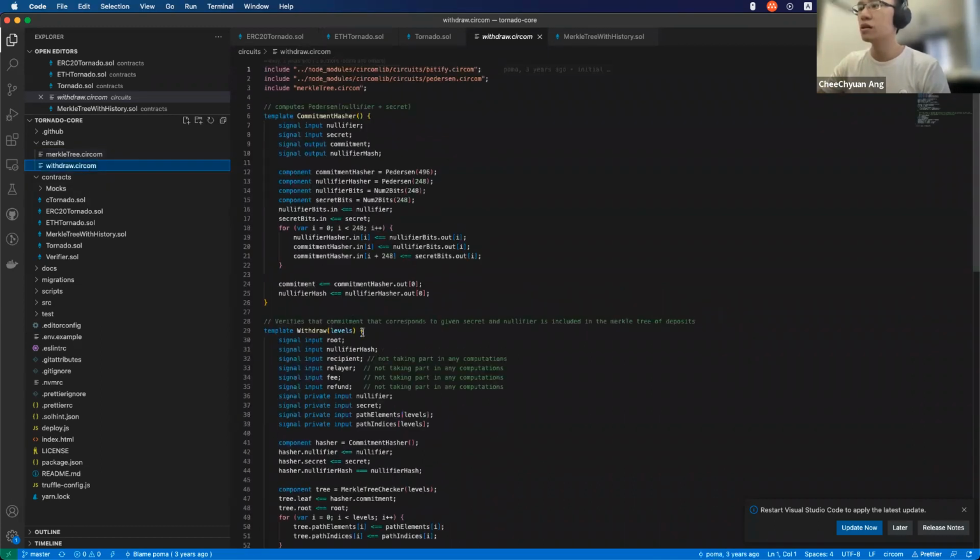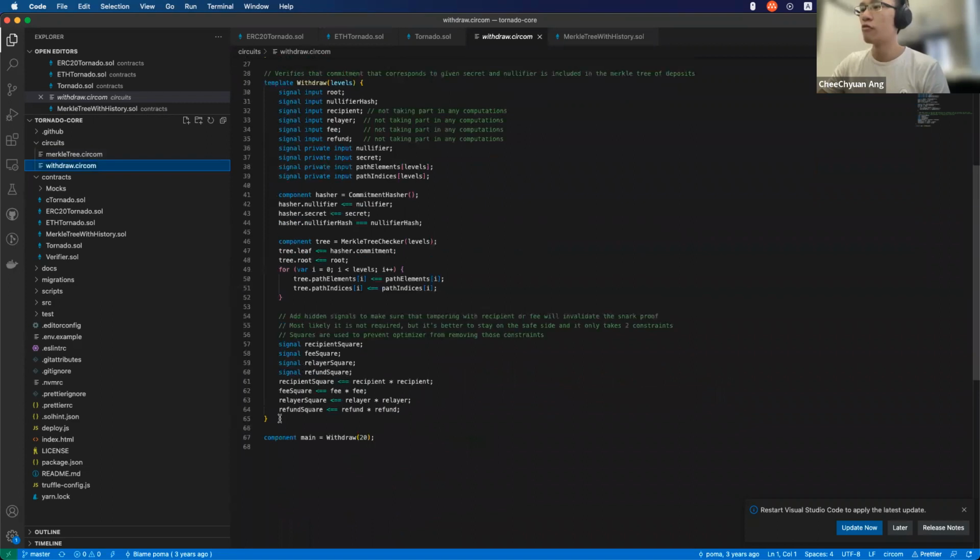So the main core function will be this withdraw, because it's declared as the main component. So we are going to use this circuit to generate a proof for us. What we need to do is provide all the inputs to the circuit. We'll see how later. But just know that we need to provide all the inputs and all the private inputs as well.